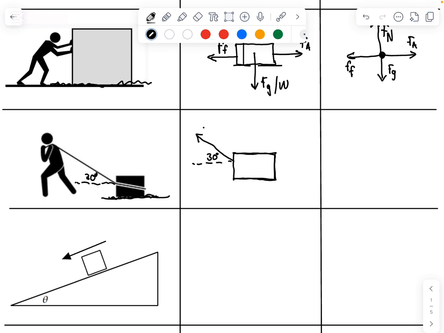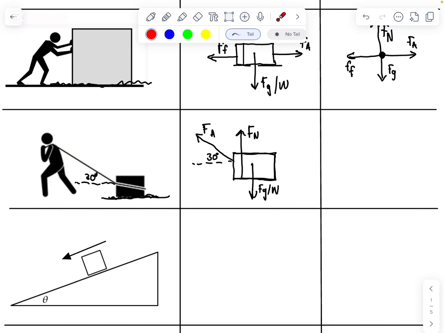So we're going to have the force applied. And then we're going to have the weight of the object, which is your Fg, and sometimes it can be W. And then we also have the normal force, which is the force that is acting perpendicular to the surface. So this is the normal force. And then lastly, we're also going to have friction.